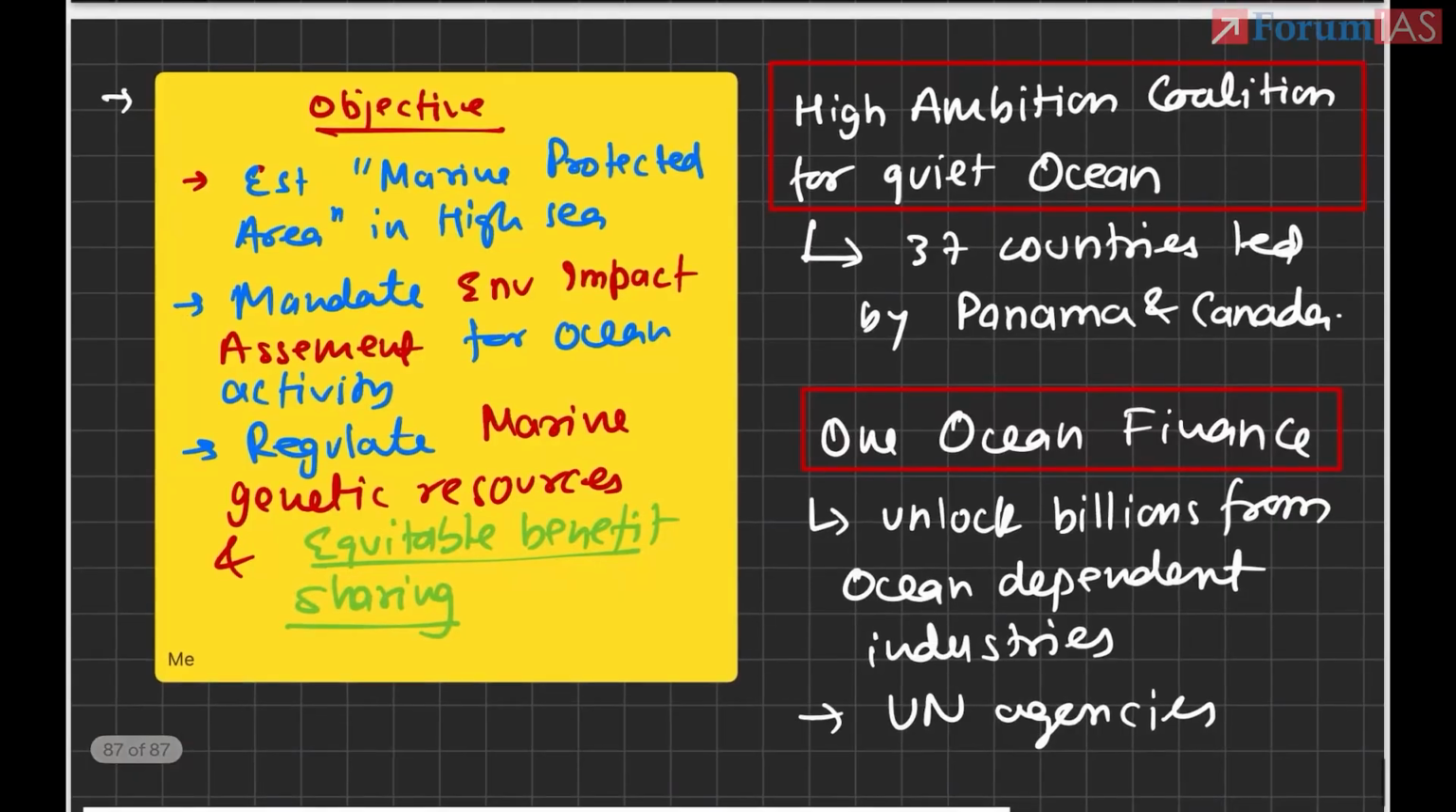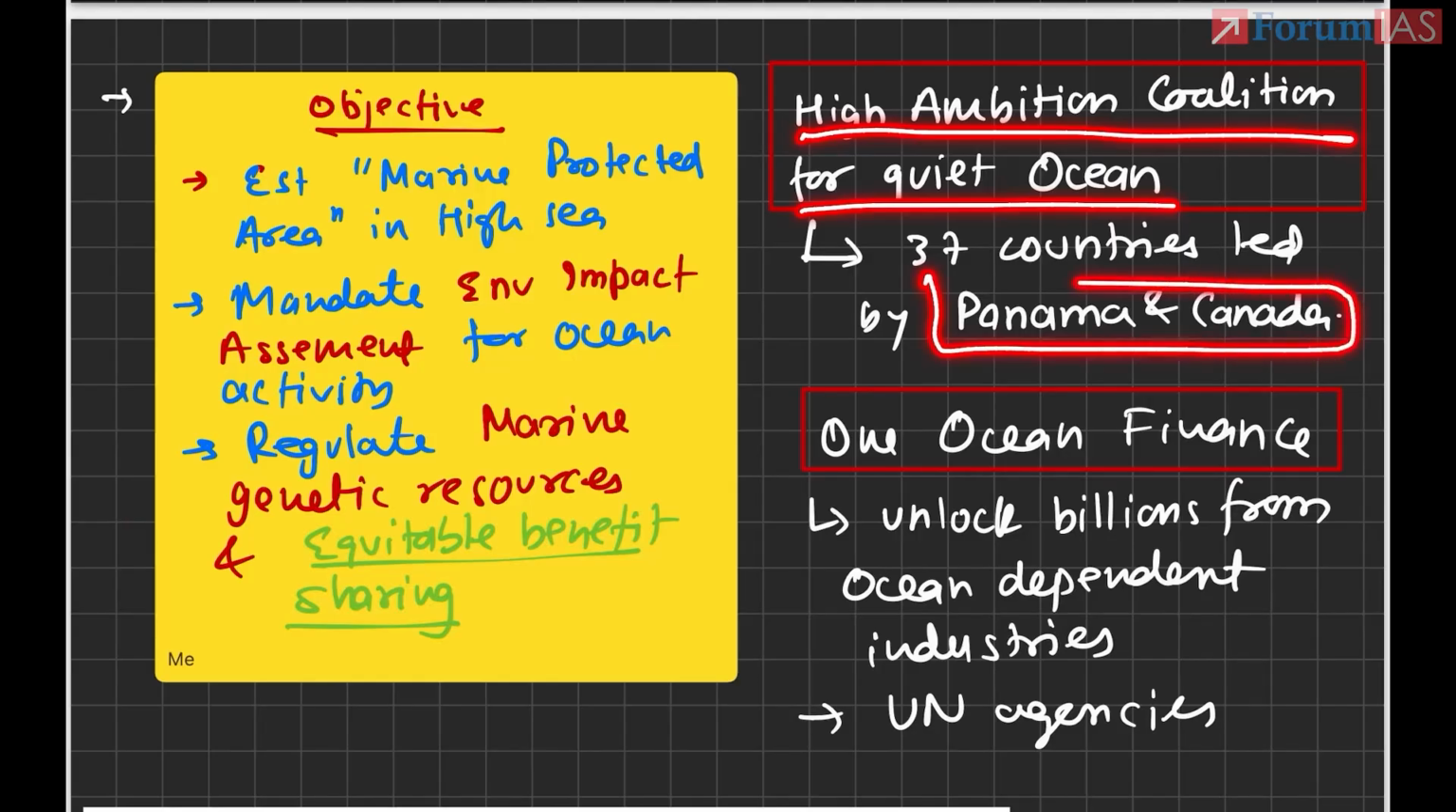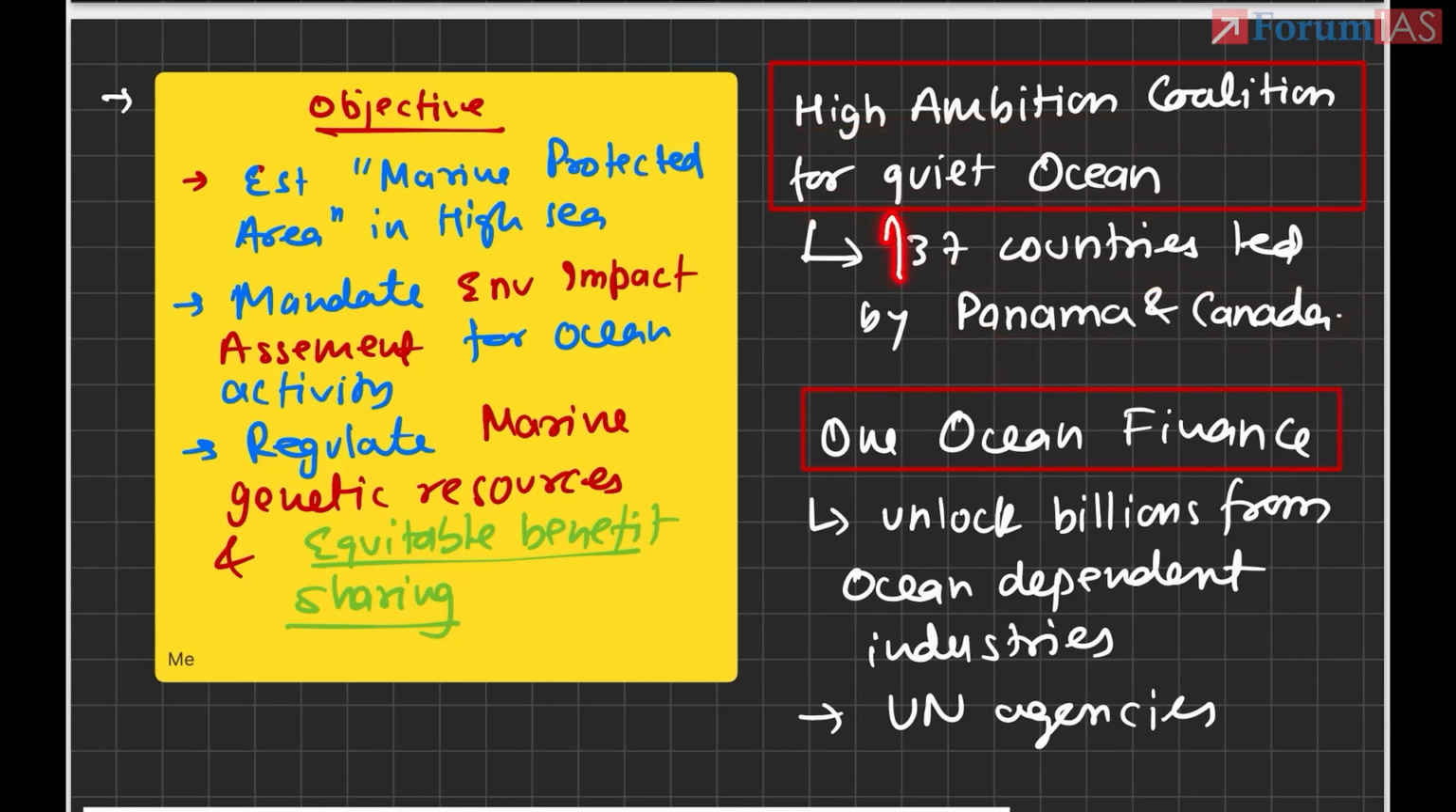Now there are two more key terms here. High Ambition Coalition for Quiet Ocean. This is an initiative by Panama and Canada. Both of them are leading it, including 35 more countries. It means there are a total of 37 countries in this.